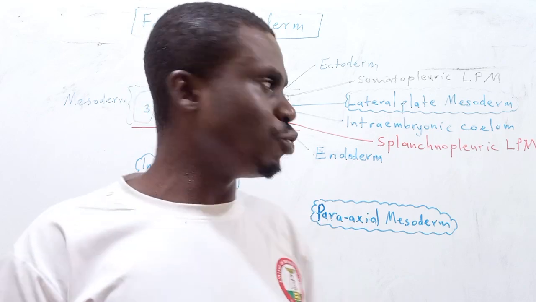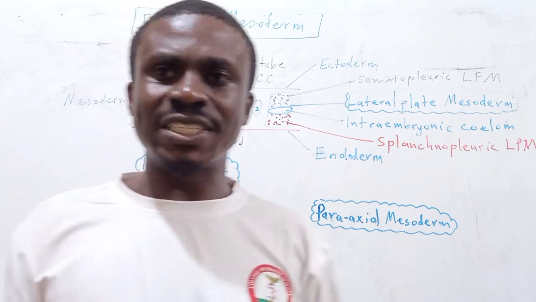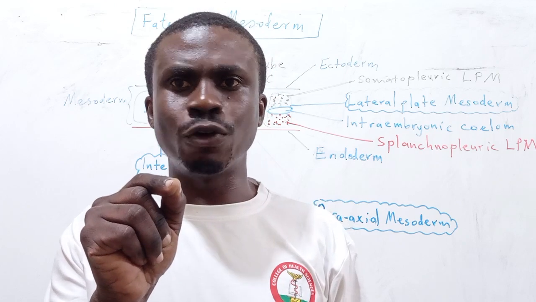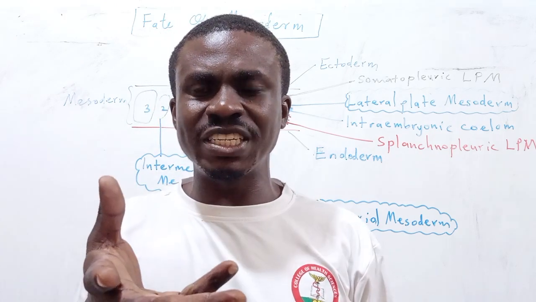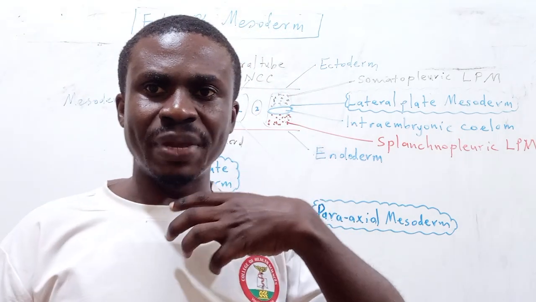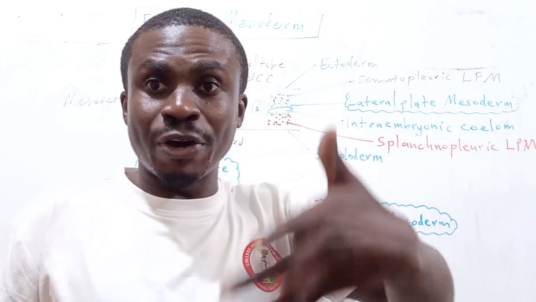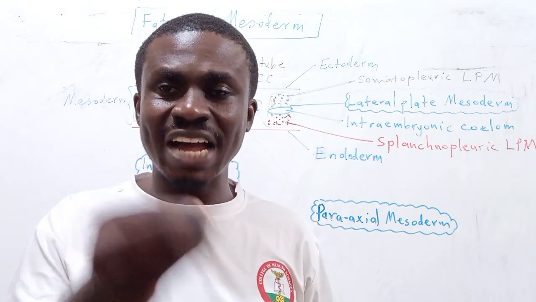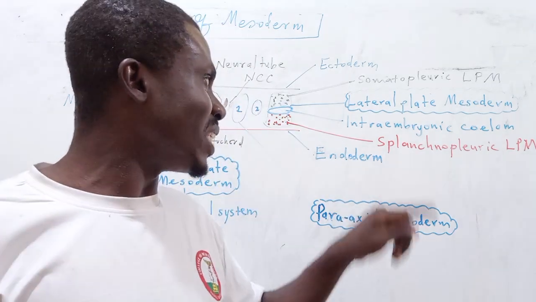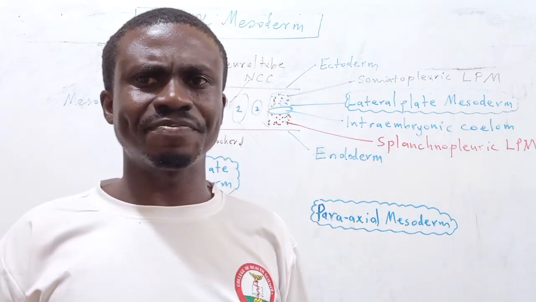For now, one thing I want you to know is that this intra-embryonic coelom will give rise, of course, to the ventral body cavities. Yes, I want you to be aware of that. So the ventral body cavities that you've learned already in your first year are the pleural cavity, the pericardial cavity, and the peritoneal cavity. These three cavities, which are the ventral body cavities, will arise from this intra-embryonic coelom. I want you to know that.